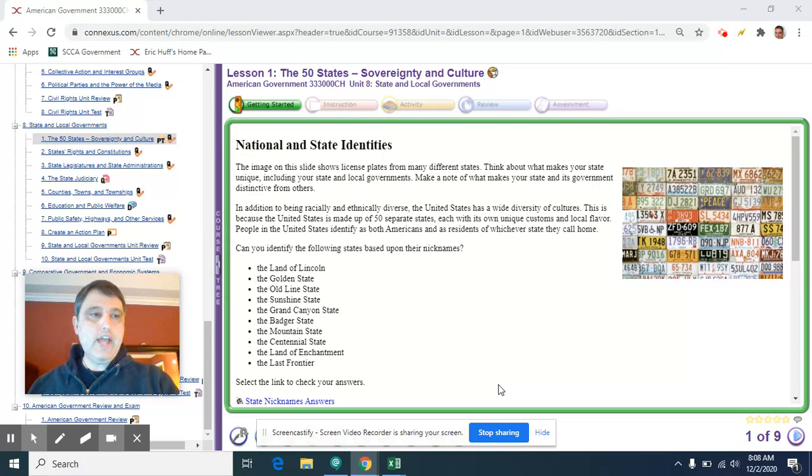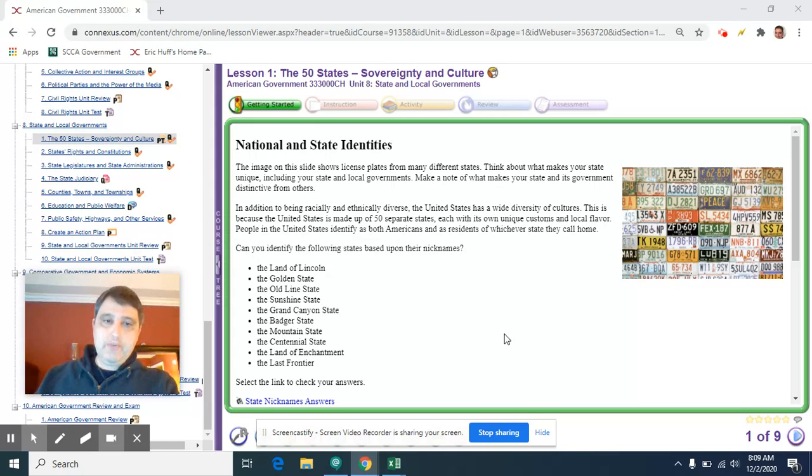So 8.1 is all about the states. It's about, what is it that makes up a state? How are the states sovereign in some ways? How are they kind of subservient to the federal government? It's that theme that we've talked about from the beginning, which is federalism. How is power split between the federal government, the national government, and the state governments?